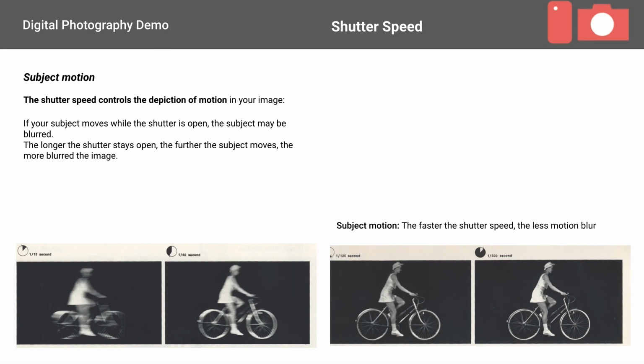Okay, subject motion. As I mentioned, your subject's moving. You've got to look at how far the subject is moving while the shutter is open. So if you look at these, bottom left, at 1/15th of a second, this woman is riding a bicycle through the studio. You can see she's quite blurred at 1/15th of a second. And you can see as we go from 1/15th to 1/60th to 1/125th to 1/500th, the image gets sharper. Again, because she doesn't move that far while the shutter is open. So the image is sharper.